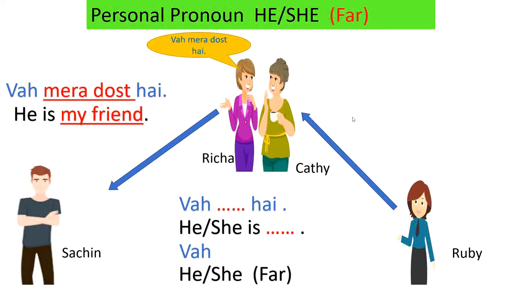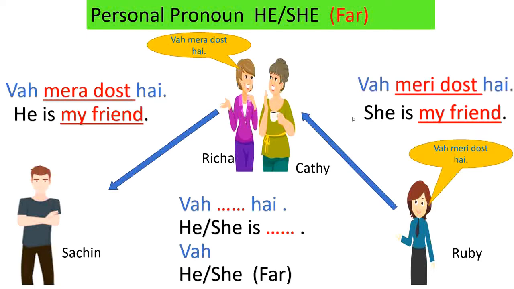Second example, Ruby is talking about Kathy, who is far from her. She is my friend. In Hindi, vah meri dost hai. So learn from here, he or she. If far, it is always vah.